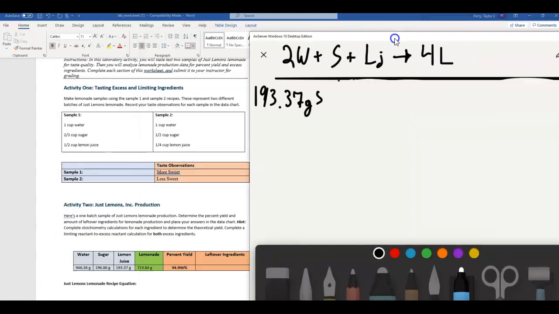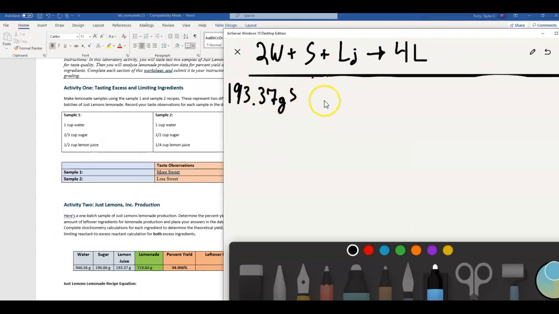And this is pretty annoying because now we have to figure out how much sugar would react with this much lemon juice. Okay, so we know that this is how much lemon juice we have. We know this is our limiting reactant. It's the 193.37 grams of lemon juice.